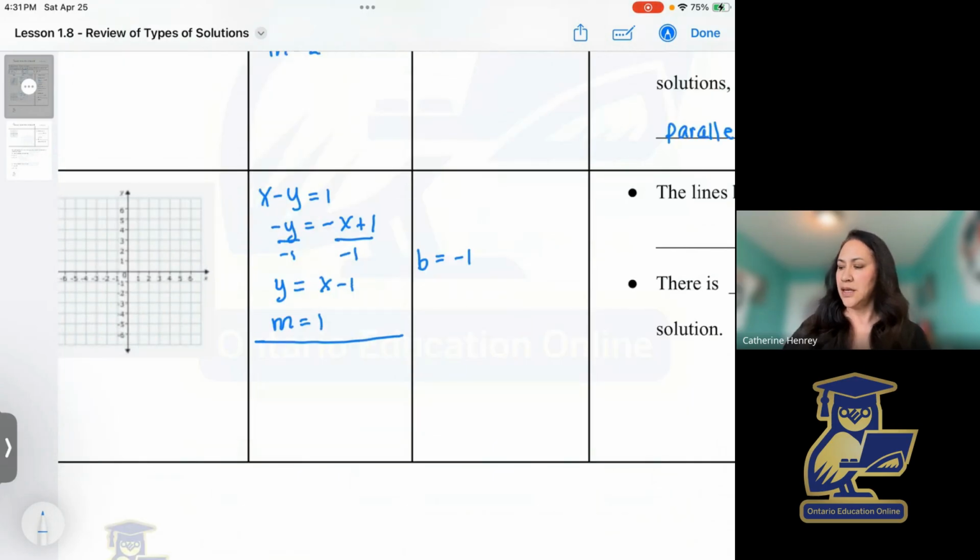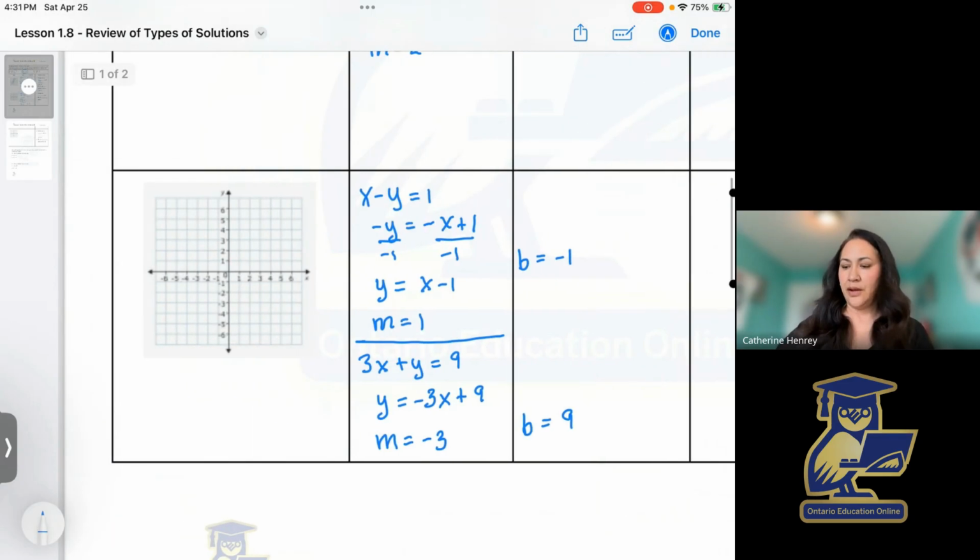Taking a look at the second one, I have 3x plus y equals 9. So I'm just going to move the 3x over, and I'll have y is equal to a negative 3x plus 9. My slope here then is negative 3, and the y-intercept for this one is 9.